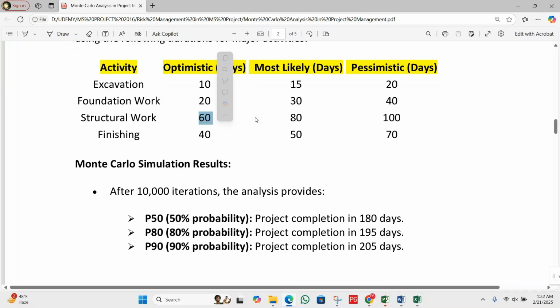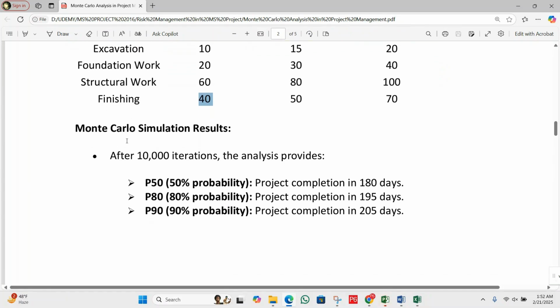Structural work 60, 80, and 100, then finishing 40, 50, and 70. So, Monte Carlo simulation research. After 10,000 iterations, the analysis provides, you can see here, the P50, which means a 50% probability of project completion in 180 days. Next, the second is the 80% probability of project completion in 195 days.